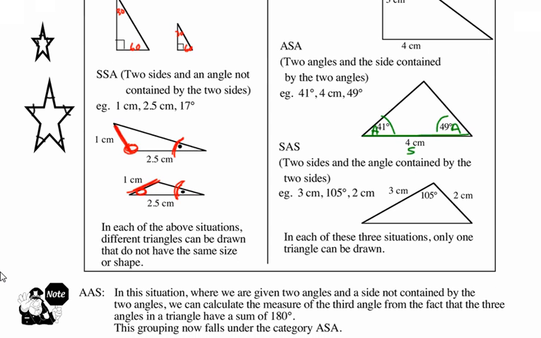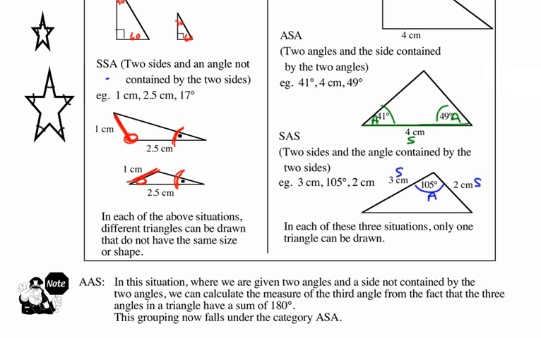And then the third case is side, angle, side, which is very different than, say, this case here. Notice that these are not the same, because here our angle is contained between the two sides. So side, angle, side, there's only one way to make that, and so they would be congruent triangles. So these are the three cases. You need to know these. They should be on your study sheet.